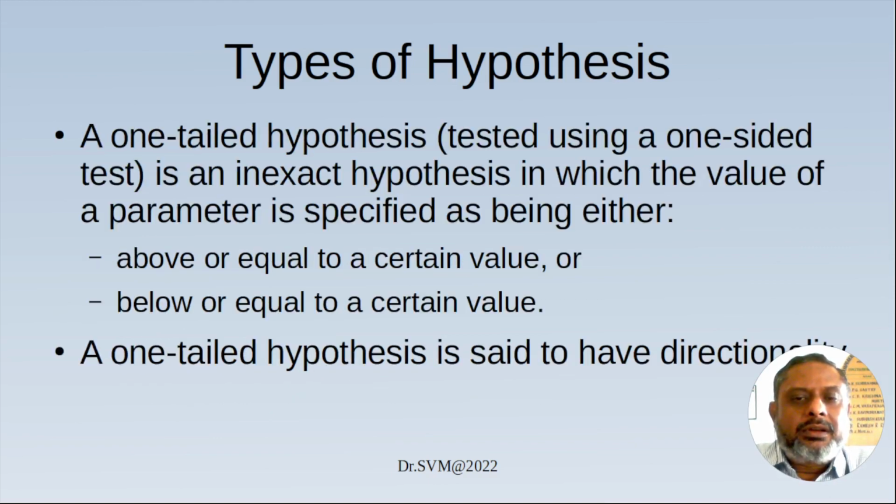Then when you're talking of incomplete information, there is one-tailed hypothesis. That's only one side of the thing. Above or equal to certain value, below or equal to certain value are considered. And one-tailed hypothesis is said to have directionality. So either you are talking of left side or right side of the data.